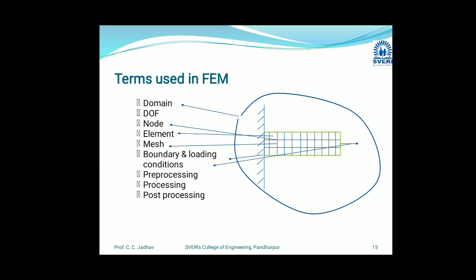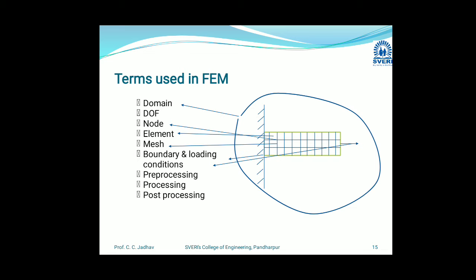And the next term is mesh. With the help of various points, we join them to get nodes, then joining these nodes we get some entity shapes, which are called elements. And like this, we create n number of elements on that particular bar, and that is called a mesh. So the domain is divided into smaller parts called elements, and the combination of all elements is called the mesh, which actually looks like a net-like structure, and it will be helpful for further solving the problem.